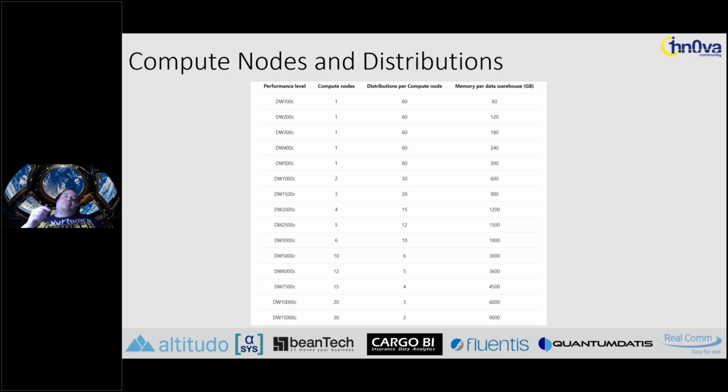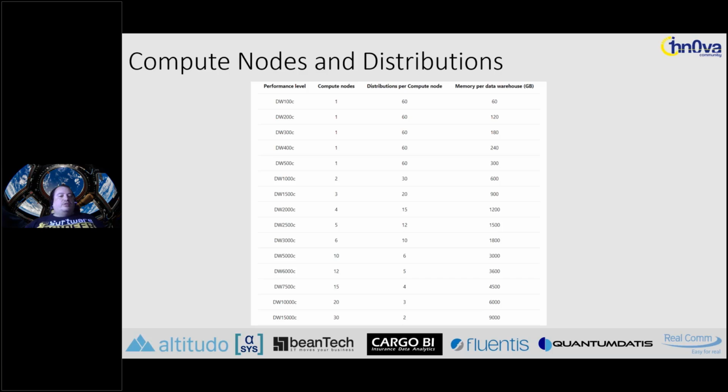Then, how will these 60 pieces be distributed among the compute nodes? It depends on the number of compute nodes we have. As you see, on a single compute node, you will have 60 distributions on that single compute node. But if we have more compute nodes, they will be equally distributed among them. For example, with two compute nodes, you have 30 distributions for each compute node. Three compute nodes, you have 20 distributions for each. Four compute nodes, you have 15 distributions for each. And the amount of memory also increases.